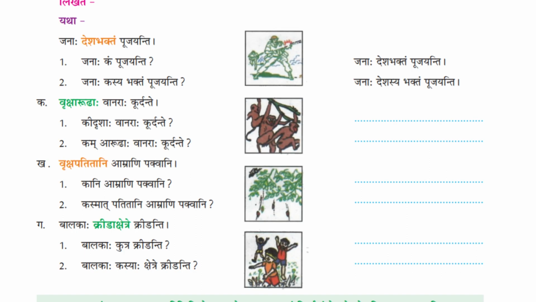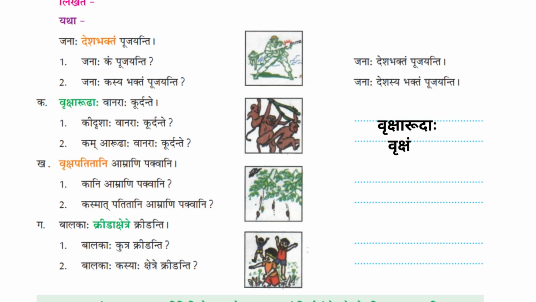Vriksharudaha vanaraha kurdante. Kidrishaha vanaraha kurdante? Vriksharudaha. Kam arudaha vanaraha kurdante? Vriksham. Vriksham arudaha vanaraha kurdante. The monkeys which are on the tree. So it's not saptami, it is the object. The tree becomes the object. Vriksham arudaha vanaraha kurdante.